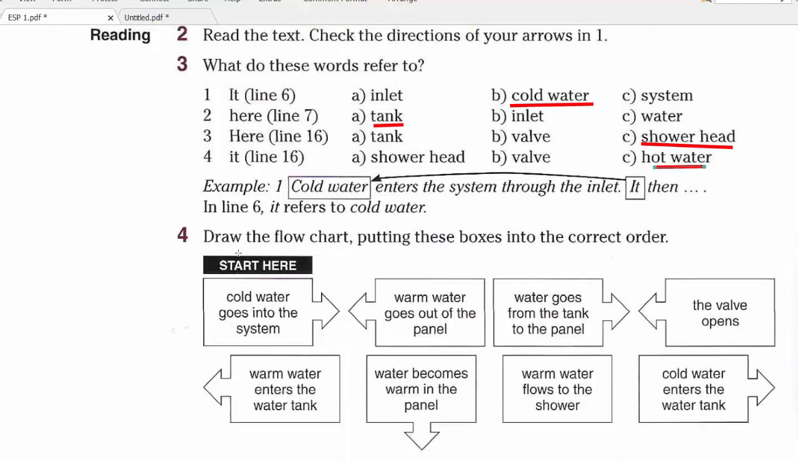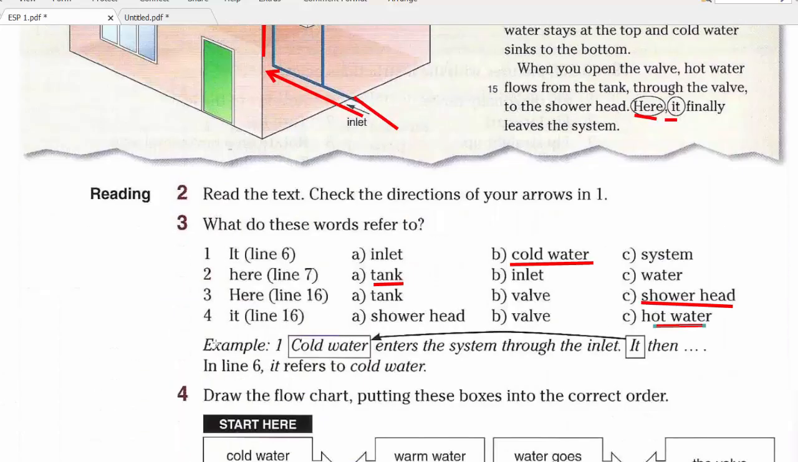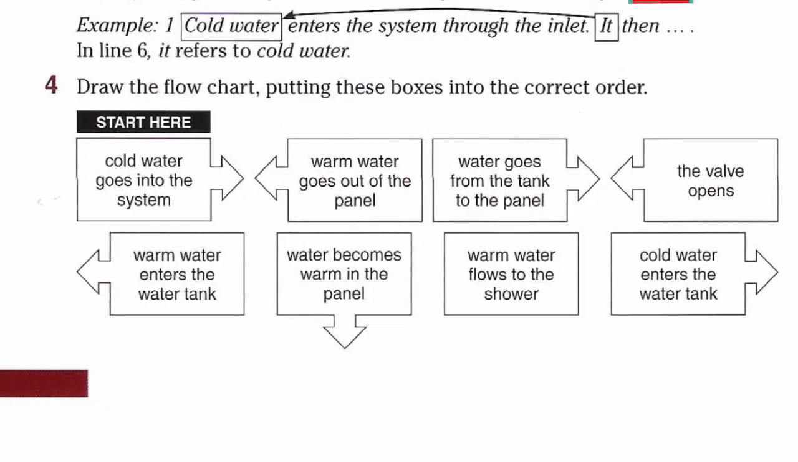Four, draw the flow chart, putting these boxes into the correct order. Start here. These are the steps for the solar water heater. This is the first one. Cold water goes into the system. This is number 1.